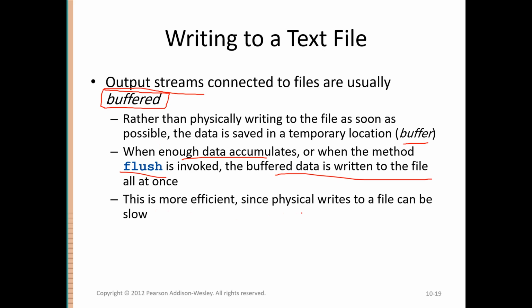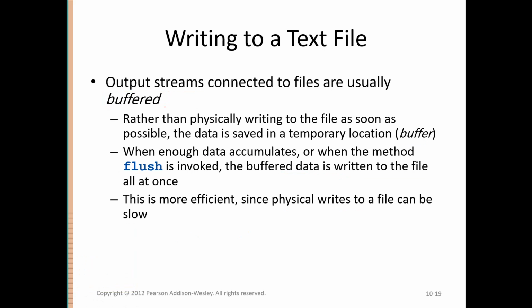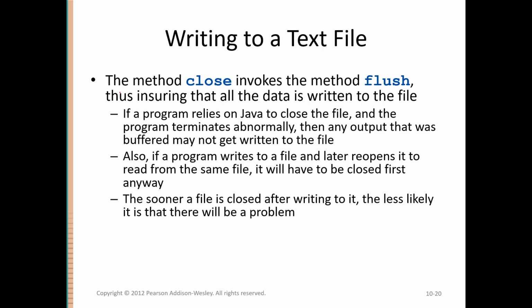And this is more efficient because physical writes are very slow. The slowest thing in your computer is your storage, so we would like to minimize working with it. That's why this is called buffered. And when you close your stream, your file, it automatically calls the flush. So if you haven't saved and you close, it will save. If you don't close, you might not see the data inside the file.